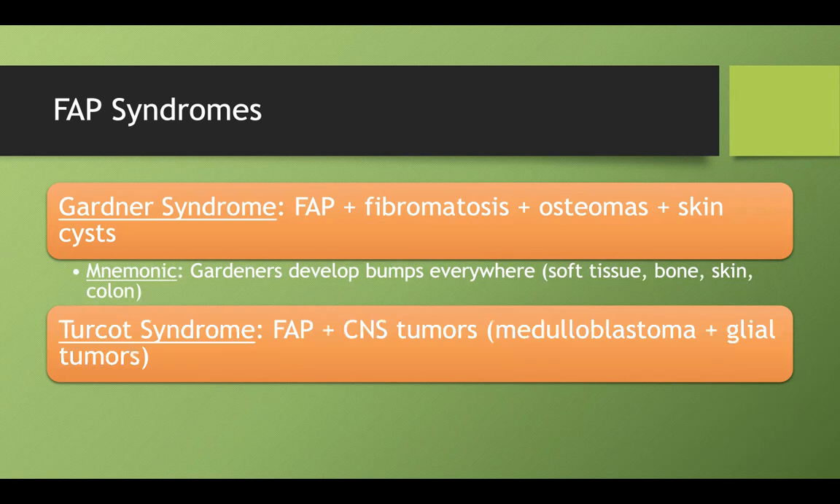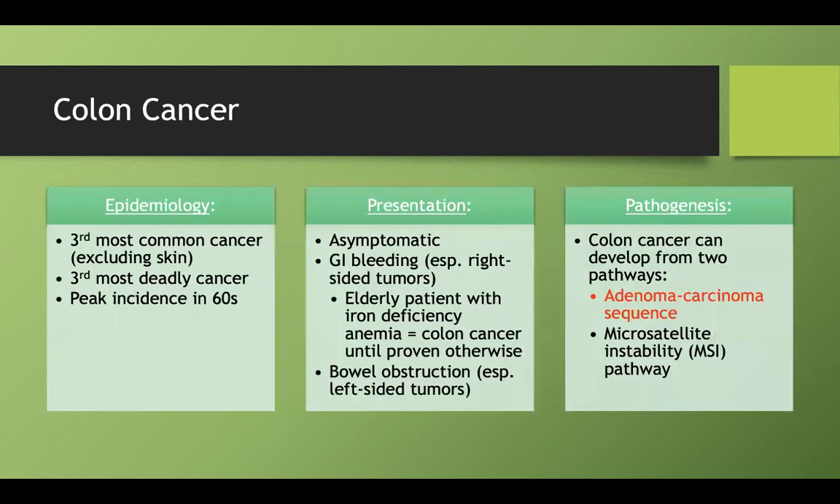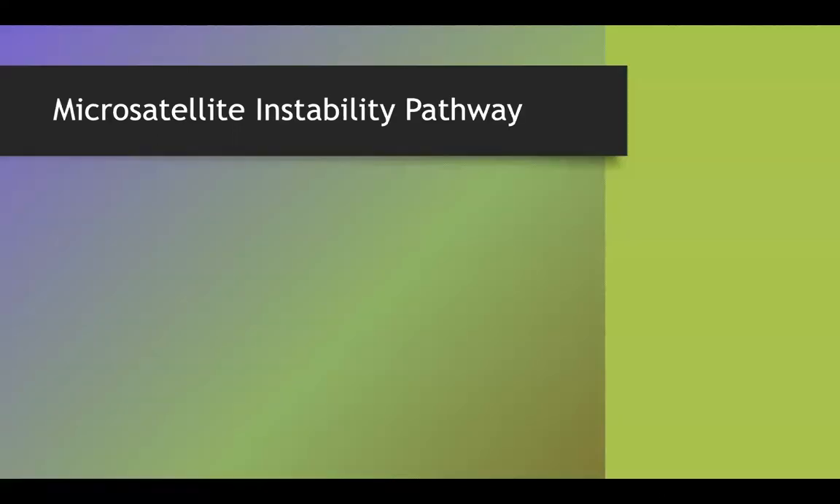The other FAP syndrome they sometimes test is Turcotte syndrome, which is FAP plus CNS tumors. I remember Turcotte, I think of turban, to remind me that it's some sort of head pathology associated with FAP. Now that we've drilled the adenoma carcinoma sequence into your head, we can talk about the MSI pathway.